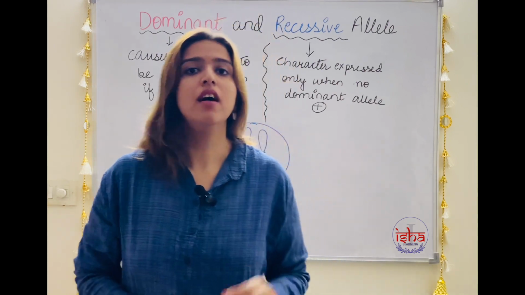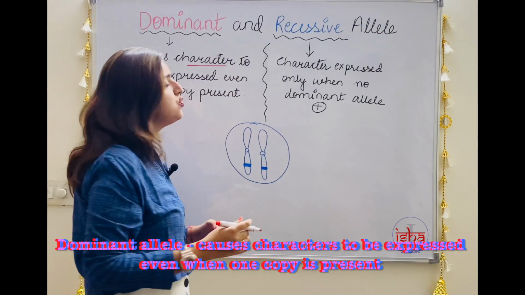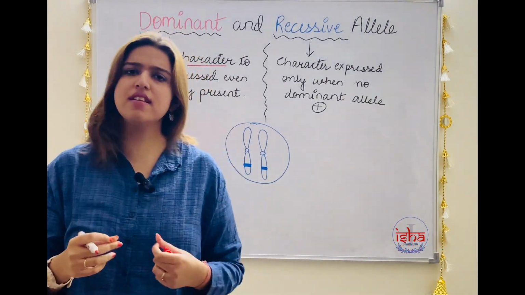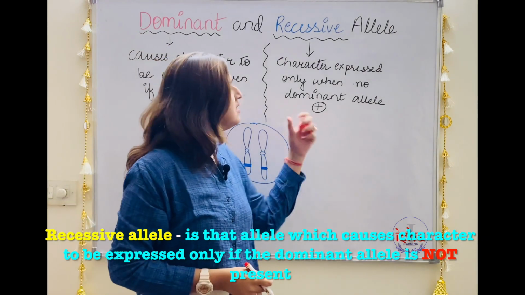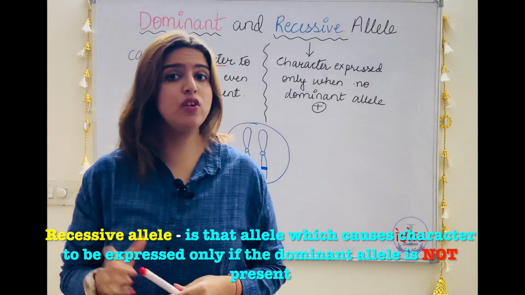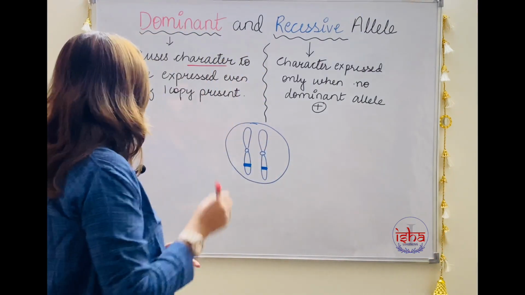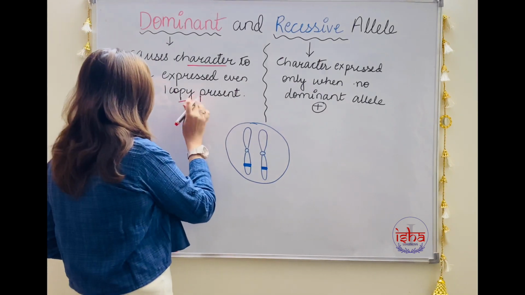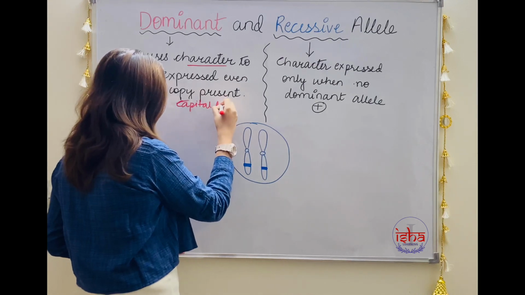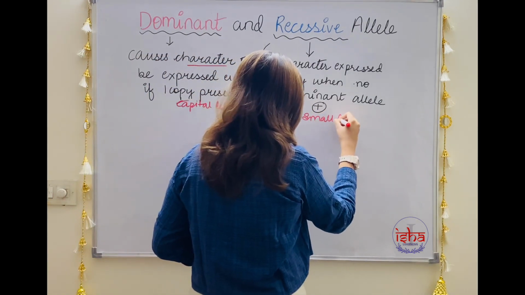Let's quickly begin. A dominant allele is that allele that causes the character to be expressed even if only one copy is present. Then what is a recessive allele? Well, it is that allele that causes the character to be expressed only if the dominant allele is not present. We'll talk about it in a bit. Let's come to the notations. A dominant allele is denoted by a capital letter, and a recessive allele is denoted by a small lowercase letter.